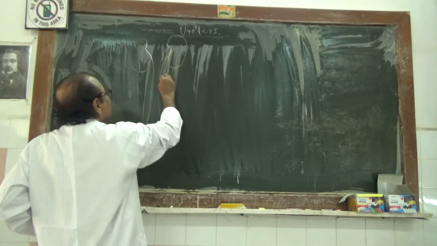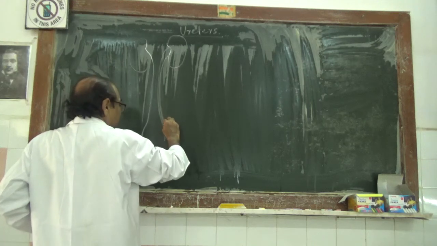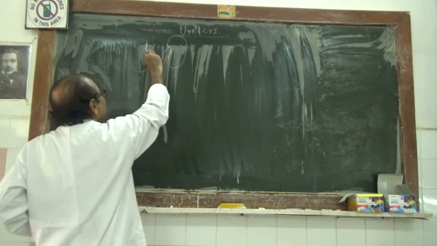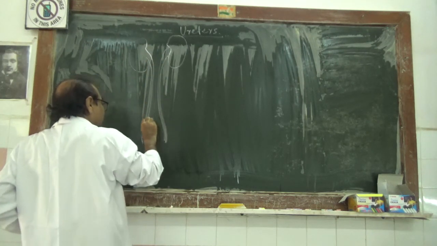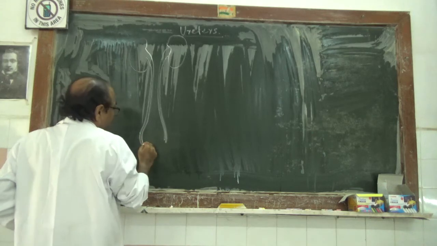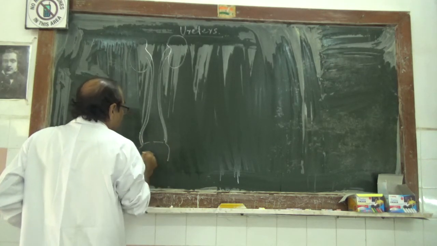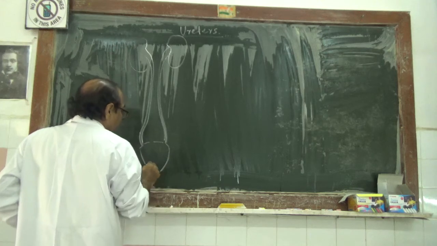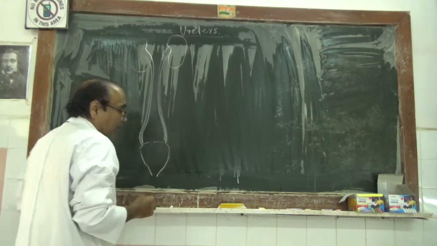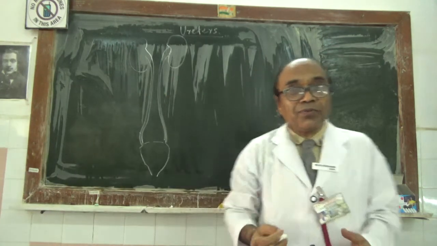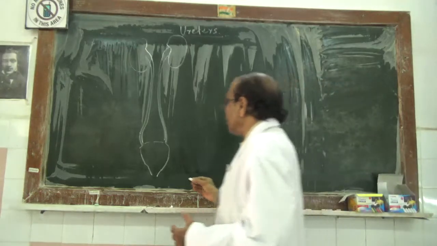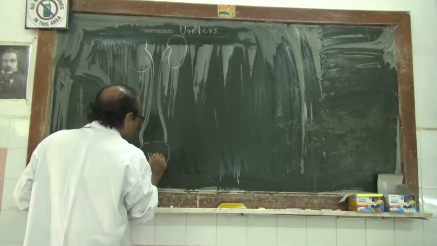So these are the tubes which will be running vertically to open into the upper lateral part of the posterior surface of the urinary bladder.